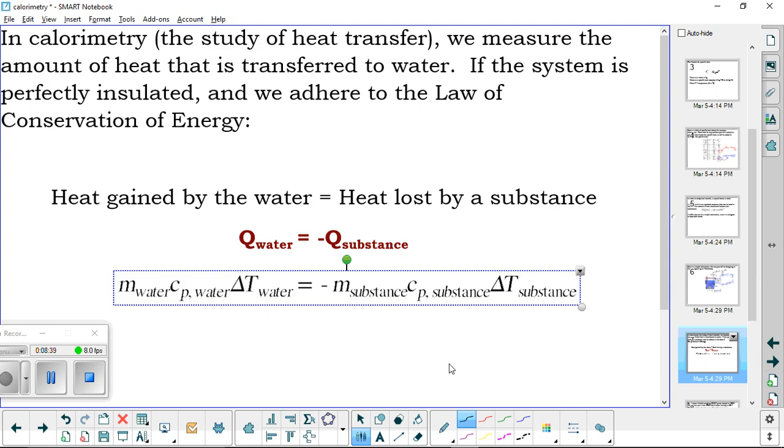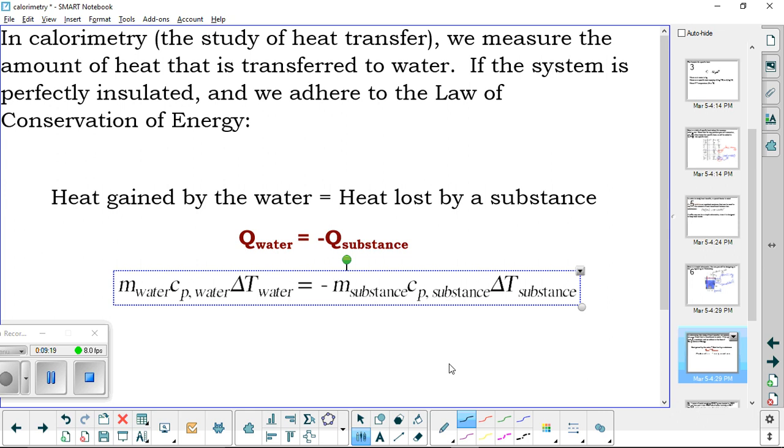So in calorimetry, the study of heat transfer, what we do is we measure the amount of heat that's transferred to water. And we use water because it's the most common substance, and it has a high specific heat. If we have a perfectly insulated system and we adhere to the law of conservation of energy, the amount of heat gained by the water inside the coffee cup should be the same as the heat lost by the substance, in this case the metal. So the heat gained by the water will be the heat lost by the substance.